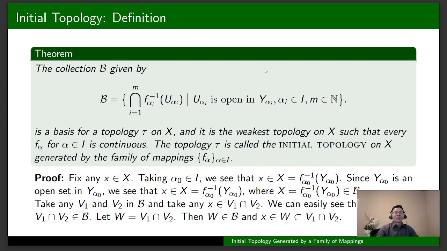Now we consider the collection B given by B is the intersection for i from 1 to m of f_alpha_i inverse of U_alpha_i. Here, U_alpha_i is open in Y_alpha_i, alpha_i is in I, and m is any positive integer. Then B is a basis for a topology tau on X, and it is the weakest topology on X such that every function f_alpha for alpha in I is continuous. The topology tau is called the initial topology on X, generated by the family of mappings f_alpha for alpha in I. How can we prove this theorem?